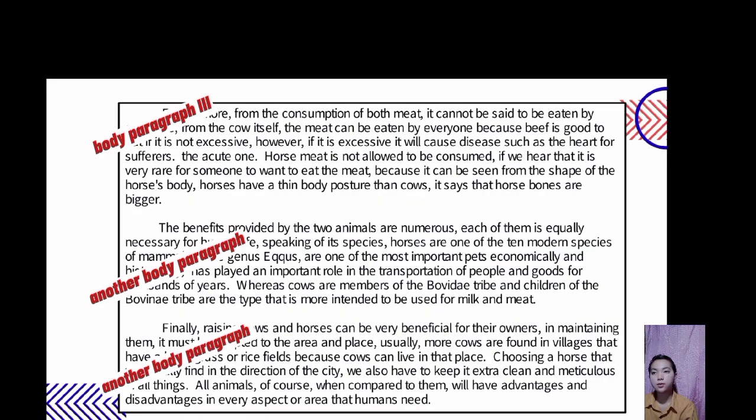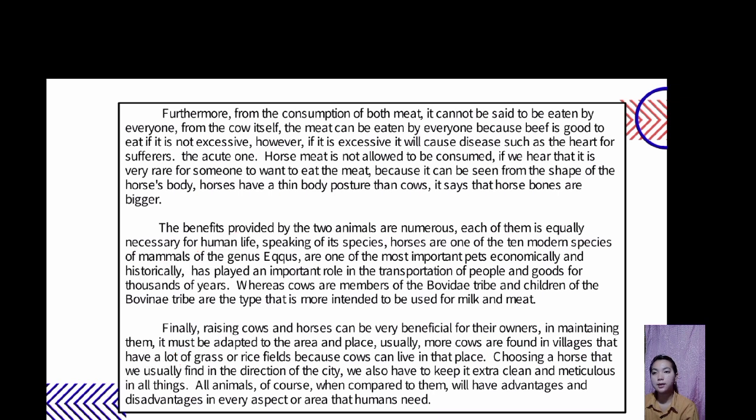Furthermore, from the consumption of both meats, it cannot be said that they are eaten by everyone. The meat of the cow can be eaten by everyone because beef is good to eat if it is not expensive. However, if it is excessive, it will cause diseases such as heart disease for sufferers, the acute kind. Horse meat is not allowed to be consumed. It is very rare for someone to want to eat the meat, which can be seen from the shape of the horse's body. Horses have a thinner body and are faster than cows. It is said that horse bones are bigger.